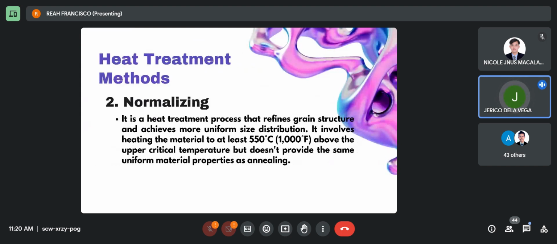So the next one is normalizing. It is a heat treatment process that refines grain structure and achieves more uniform size distribution. It involves heating the material to at least 550 degrees Celsius or 1000 degrees Fahrenheit above the upper critical temperature, but doesn't provide the same uniform material properties as annealing.